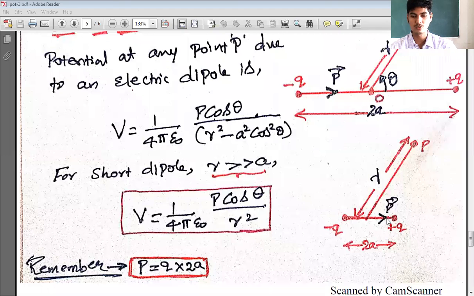The length of the dipole is very much less than the distance of the point, or the length of the dipole is very much greater than the distance of the point.